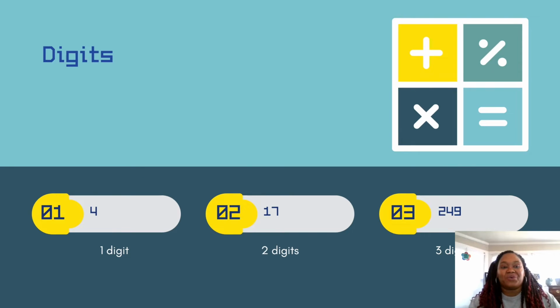First, let's start with digits. Sometimes people forget the technical terms for numbers and parts of numbers, and digits are basically the numbers that make up numbers. For example, the number 4 has one digit, just 4. The number 17 has two digits, 1 and 7. The number 249 has three digits, 2, 4, and 9. Not terribly hard, but just a reminder about this type of thing.